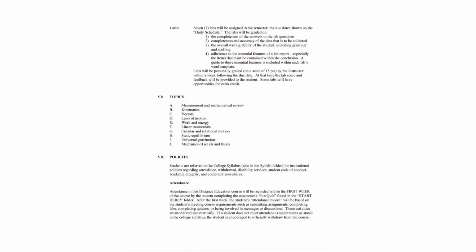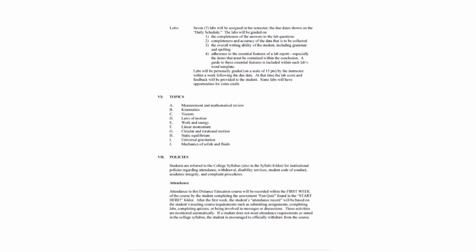Labs will be personally graded on a scale of 15 points by the instructor within a week following the due date. At that time, the lab score and the feedback will be provided to the student. Some labs will have opportunities for extra credit.